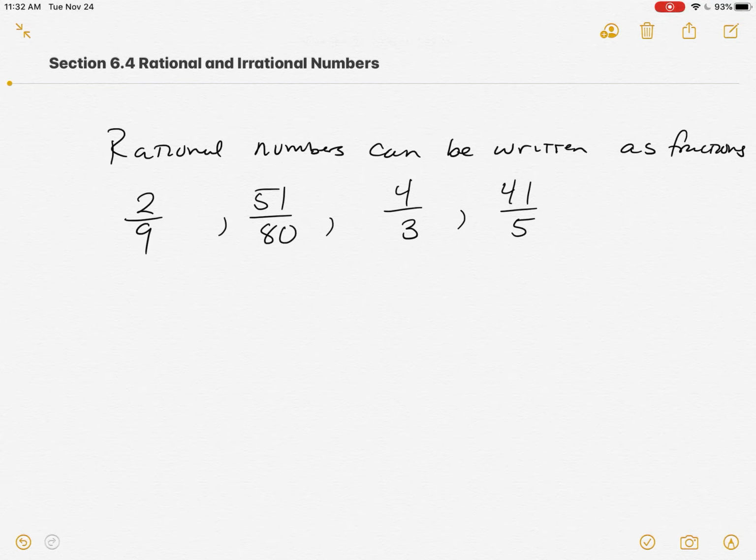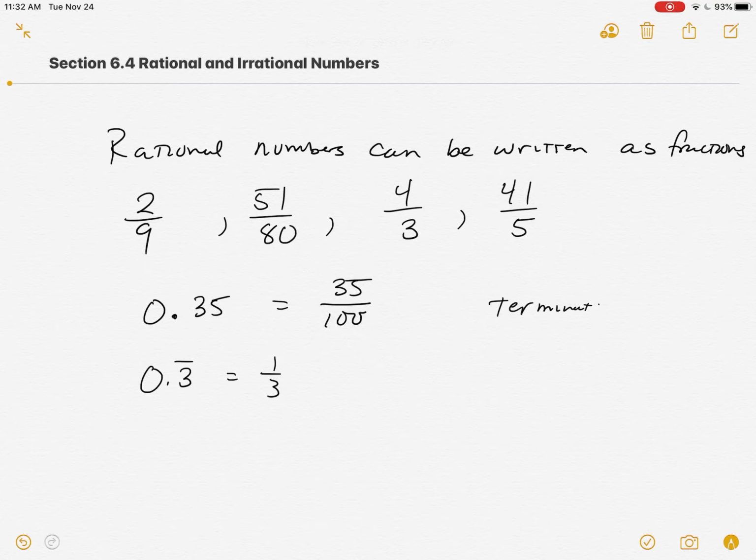fractions. Now, we saw some stuff last time in the last section, 6.3, like 0.35. That's rational. Remember, we wrote that as 35 hundredths. So if you can write it as a fraction, it's rational. We were getting representations of repeating things as fractions. So if a decimal terminates or repeats, it's rational.